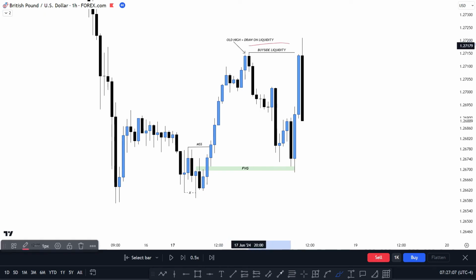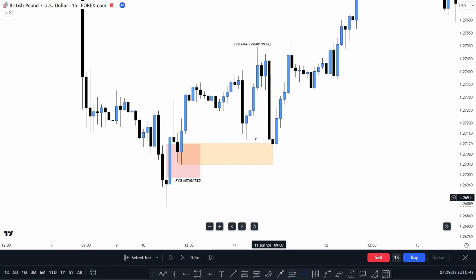So right here we have our buy side liquidity. So this will be our draw on liquidity. This is where we can expect price to pull towards and for us to take our profits. So when price reaches this old high right here, we just clear, take our profits, and step away from the market. So in this setup, this is our draw on liquidity, this old high. Now let's look at one more setup.